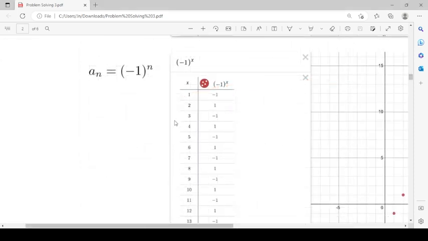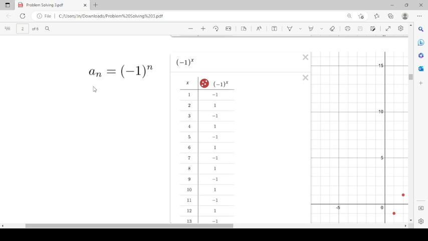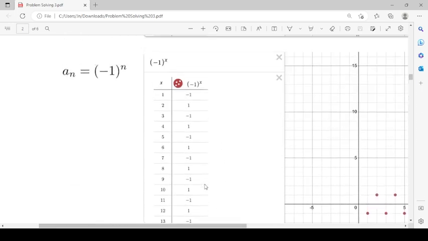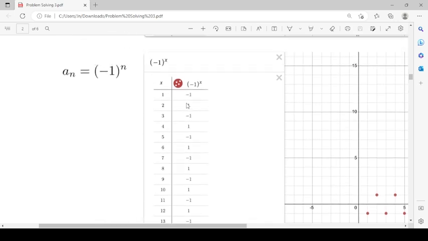Finally, we have the last question, number three. We have a_n = (-1)^n. So it's quite simple as well, because you just need to compute -1 to the n. If you add 1, you get -1, because that's quite easy. Go back to your elementary school if you can't solve this.